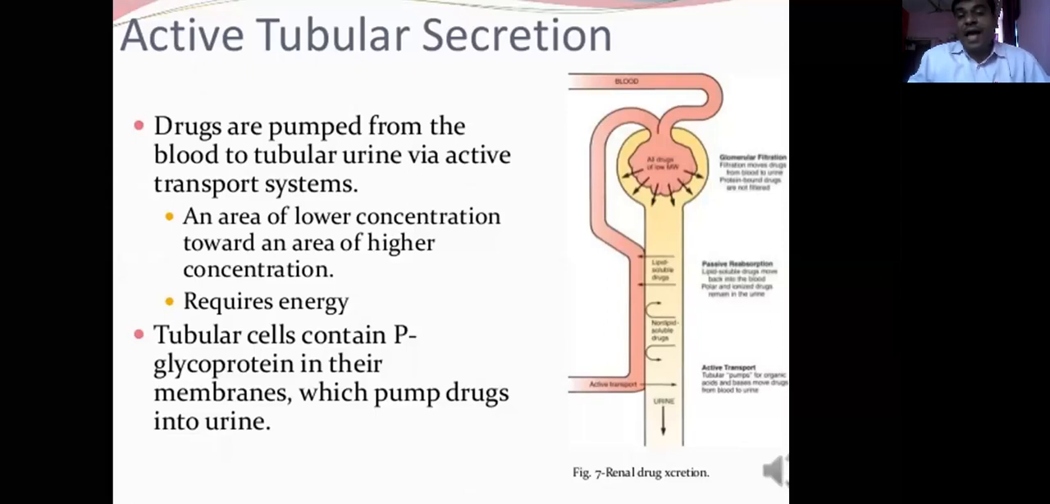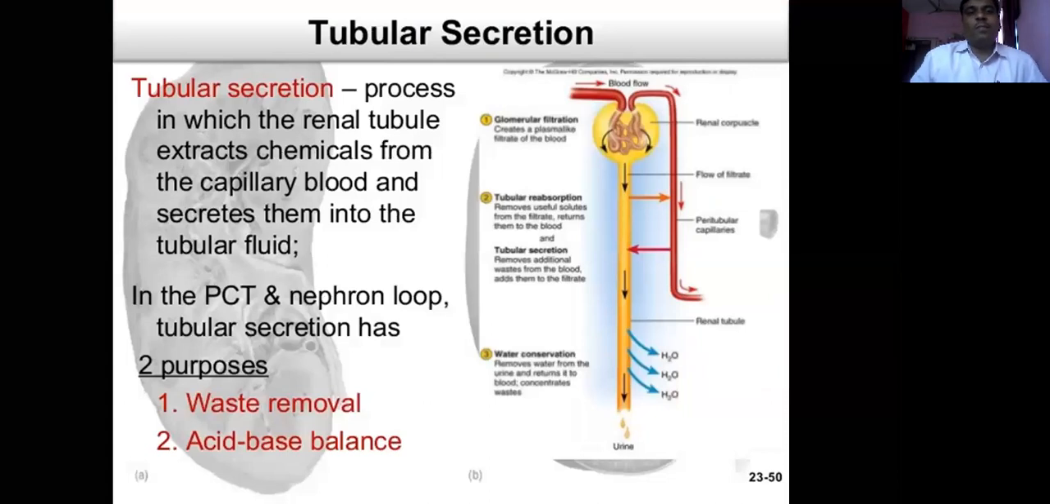Means it moves from an area of lower concentration towards an area of higher concentration. Means the transport takes place in the same direction, from the lower to the higher concentration level, and for that purpose it requires energy. The tubular cell contains a specific type of glycoprotein, P-glycoprotein, in its membrane, which acts as a pump for drugs into the urine. This is the specific mechanism.